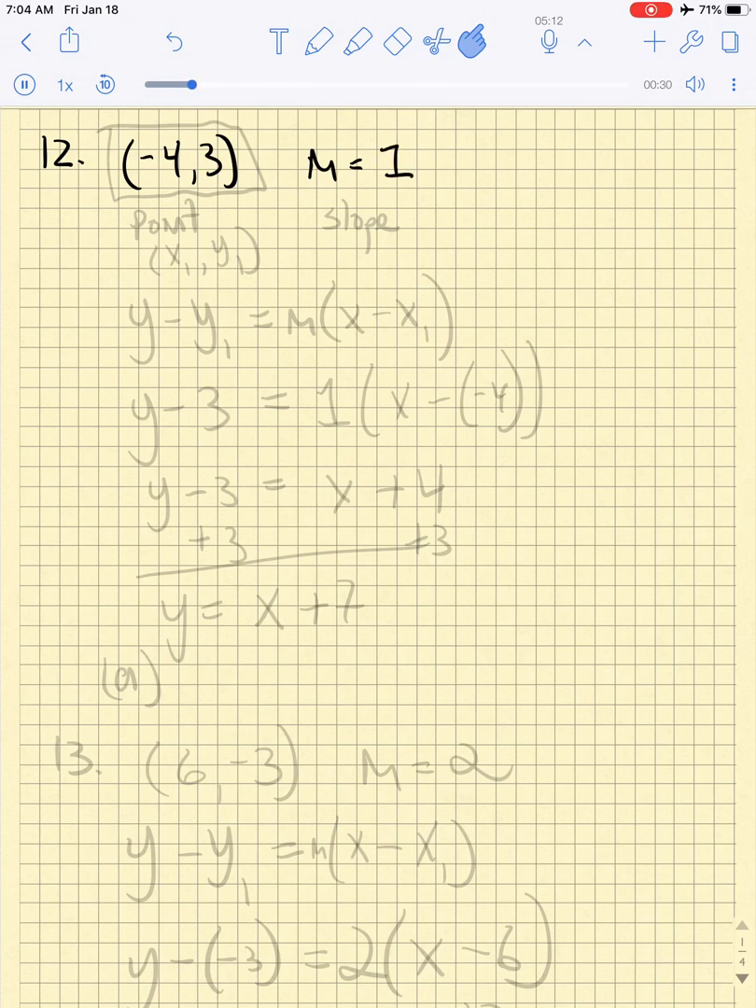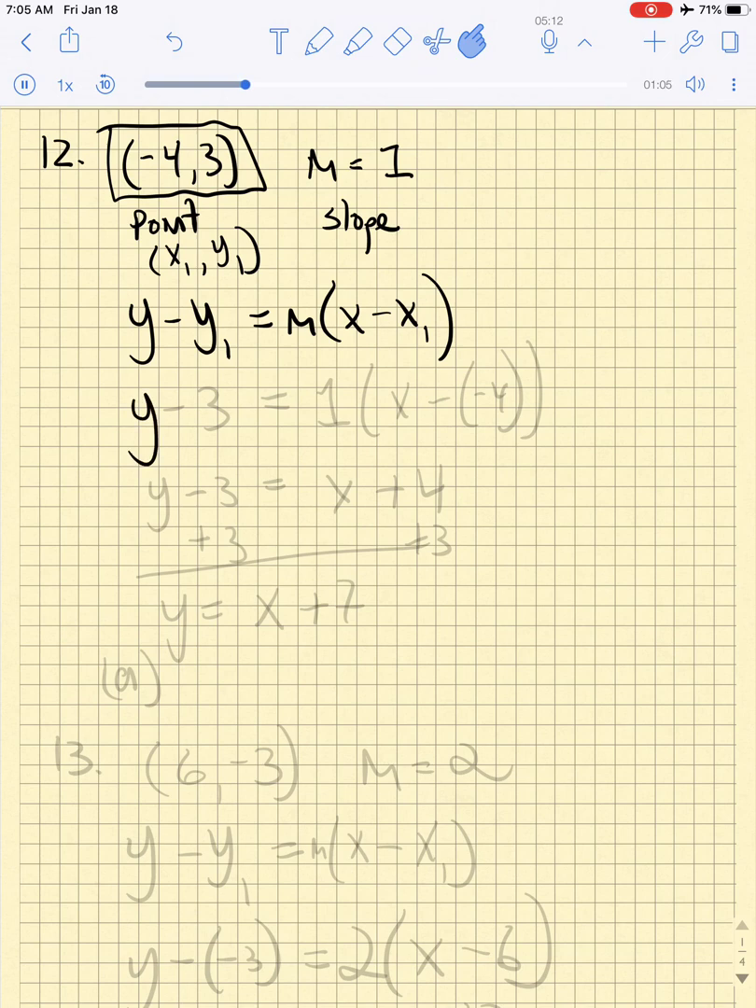So if you're given these two things, a point and a slope, we need the point-slope equation, which is y minus y1 equals m times x minus x1. Okay? Right? So the point would be the x1, y1. So x1 in this case is -4 and y1 is 3.